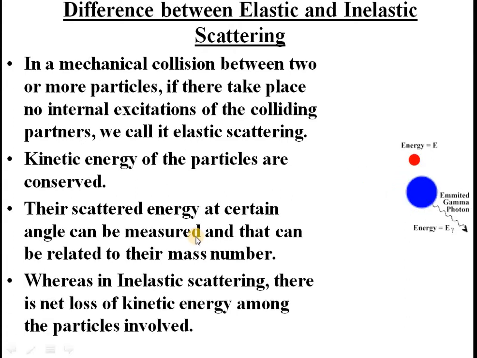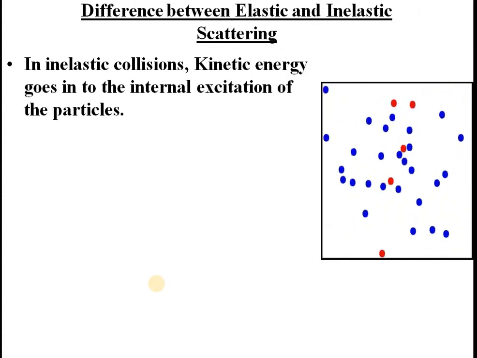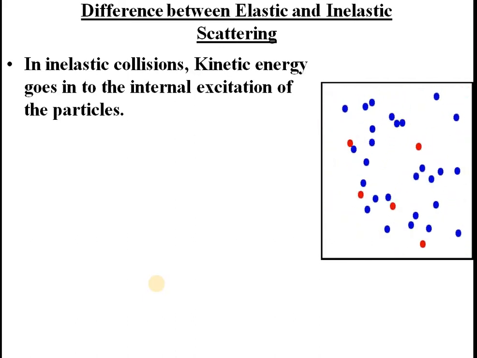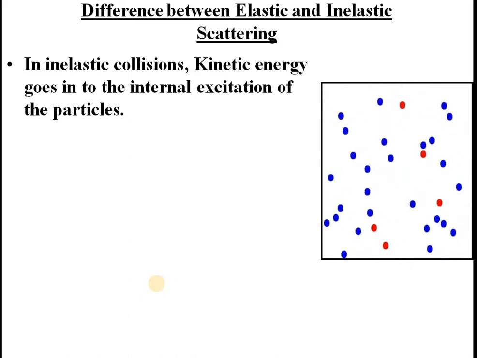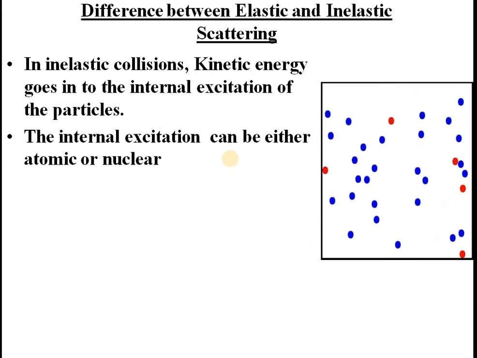Whereas in inelastic scattering, there is a net loss of kinetic energy among the particles involved. That is the reason for calling it inelastic. Again there are a few more differences. In an inelastic collision, kinetic energy goes into the internal excitation of the particles, as I told you, and that can be either in the atomic domain or in the nuclear domain.